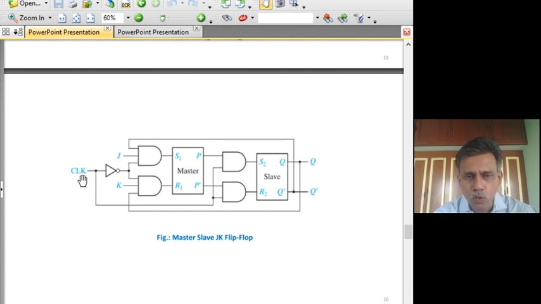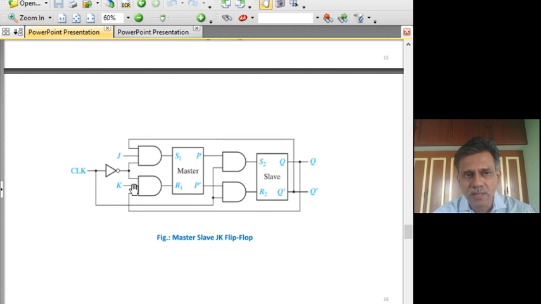So when the clock is 1, master does not change, and slave simply stores whatever the master was storing, and it will also enable it to be available at the output. This is the normal state. When the clock goes from 1 to 0, the slave will be disabled. When it goes to 0, the master will be enabled.